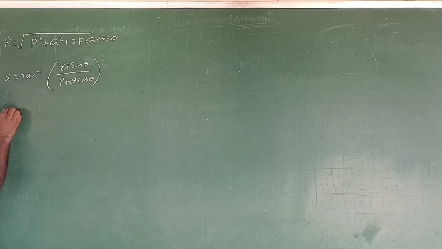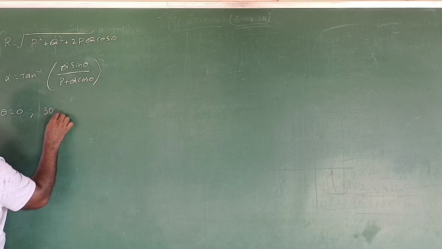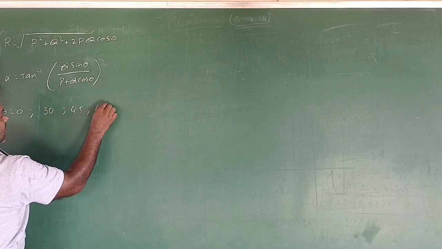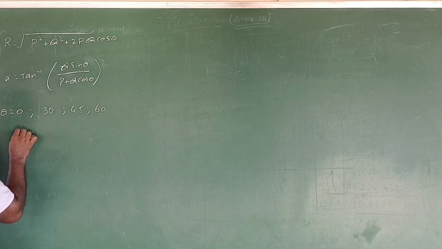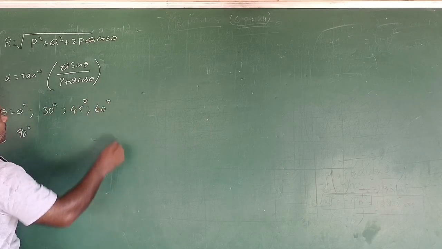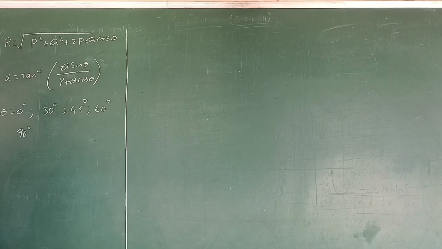if theta is equal to 0, we got these values in previous class. If theta is equal to 30 degrees, how much you are getting? And 45 degrees, how much you are getting? 60 degrees, how much you are getting? And 90 degrees, how much you are getting? This is what I told you to calculate, and you can verify your answers here.